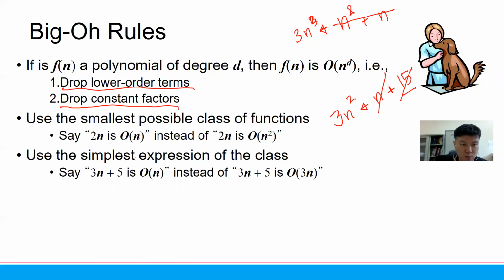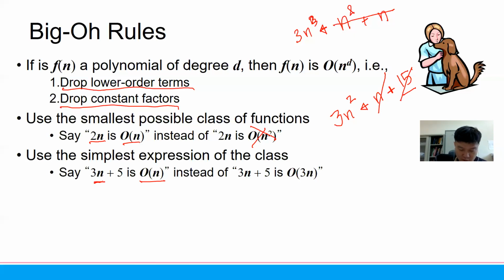So if you have 2n, for example, then we can say that the big O is O(n). But not O(n^2) for 2n. So this is no, because we want to get the smallest possible class of functions, and we need the simplest expression of the class. For example, 3n plus 5, you can just get O(n). Why? Because we have this n.